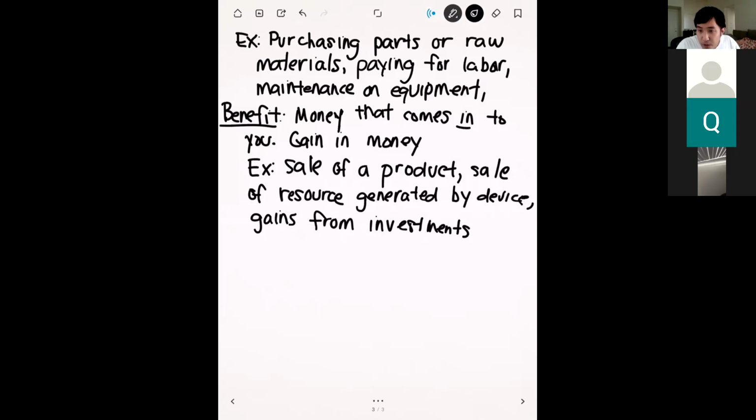Another question is, would metrology be considered a resource? Sure, yeah, I think so. I'm not too familiar with metrology. I have a basic understanding of it, but maybe we can talk offline about what that means.